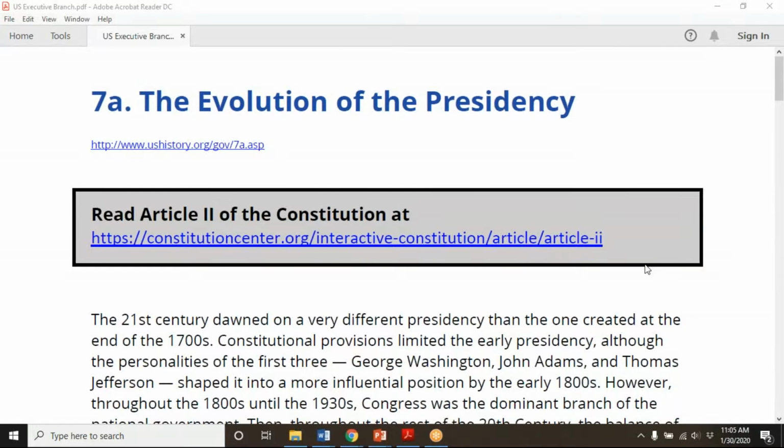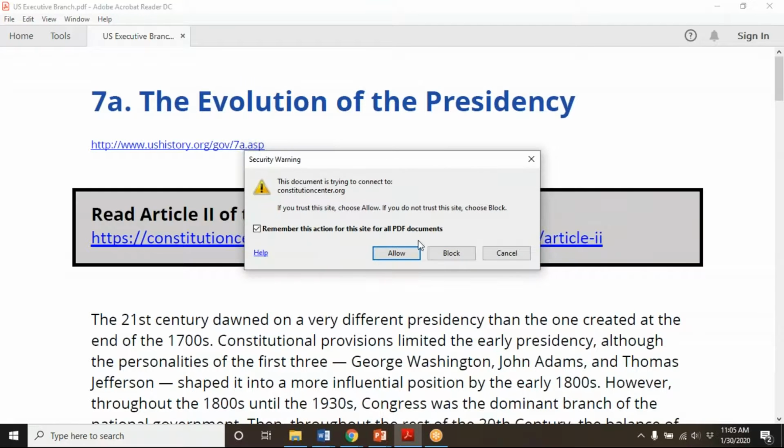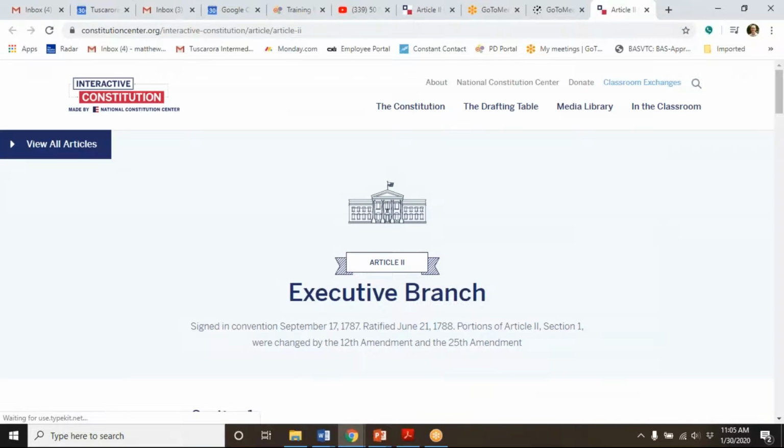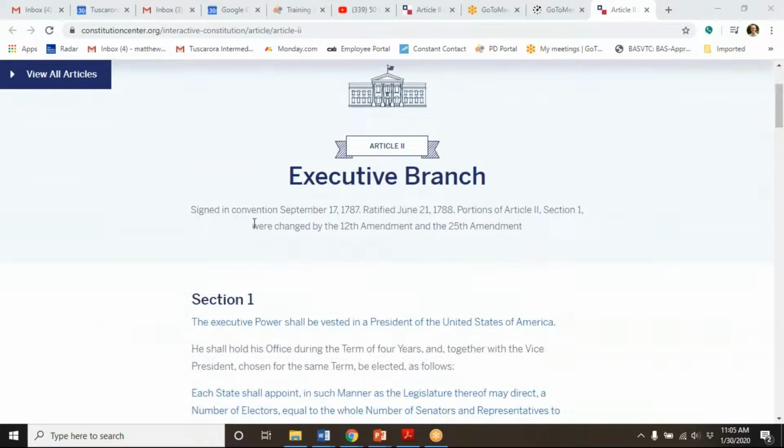But let's look at the Constitution itself. This is constitutioncenter.org. Certainly not political in any way. And this is Article 2. We looked at Article 1, actually, we didn't look at it last week, but the legislative branch is in Article 1, and so the executive branch is in Article 2, just like sections of the Constitution. So Article 2 is the executive branch, and it gives us a note.